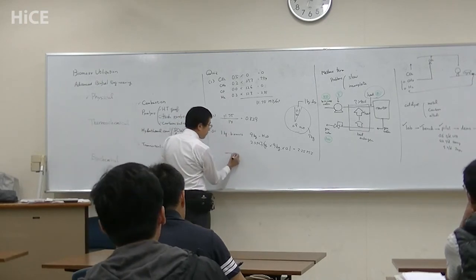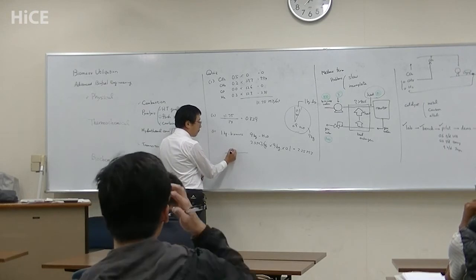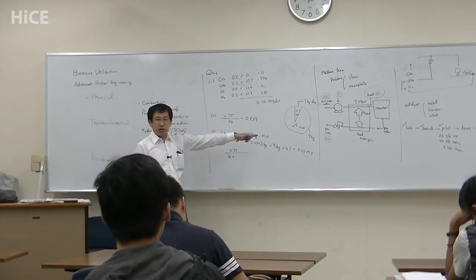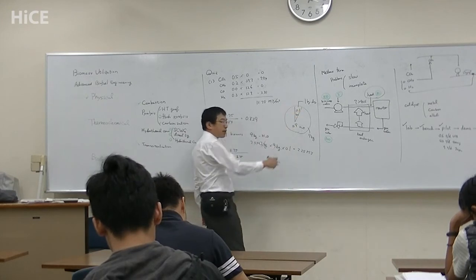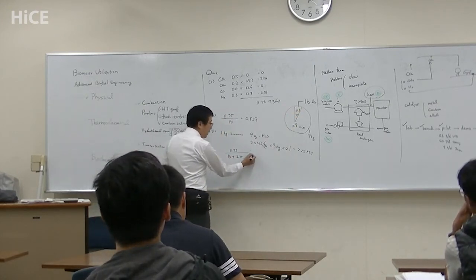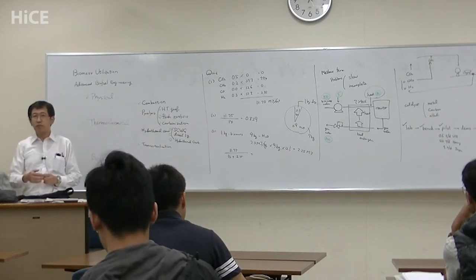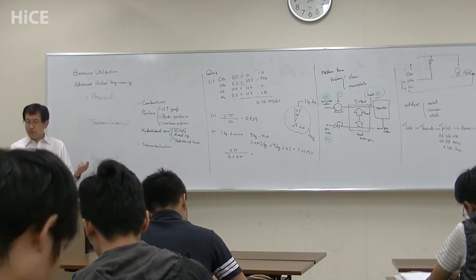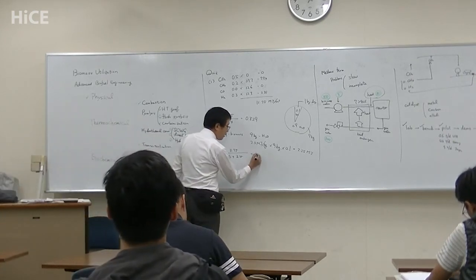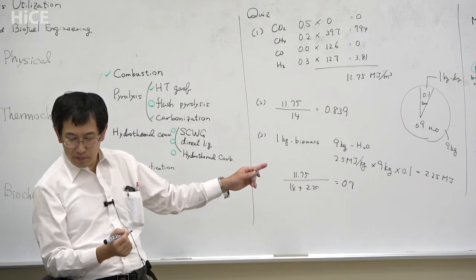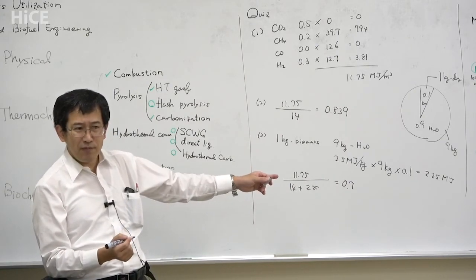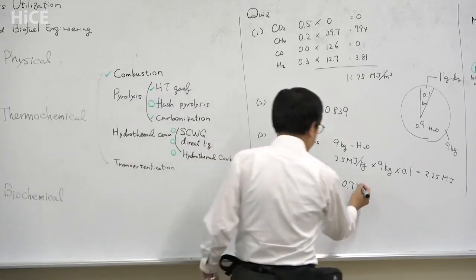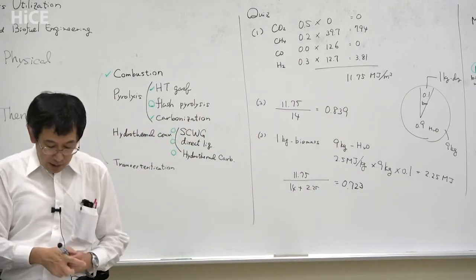Then, in that case, for efficiency, you get 11.75. But how much energy did you put? 14 from biomass and 2.25 from outside to compensate the lost heat. Then, what is the value? 0.723, you agree? Okay. So this is the efficiency for this case.